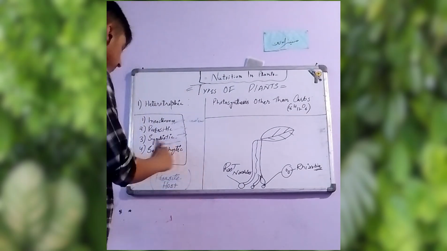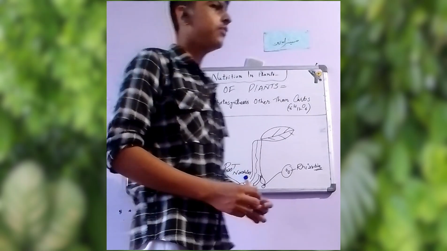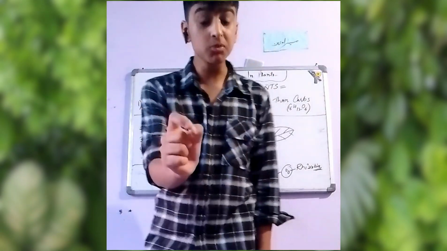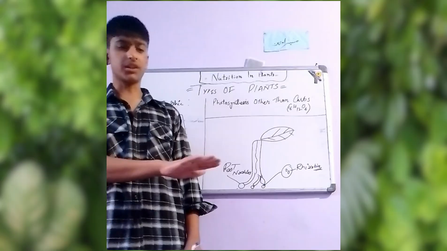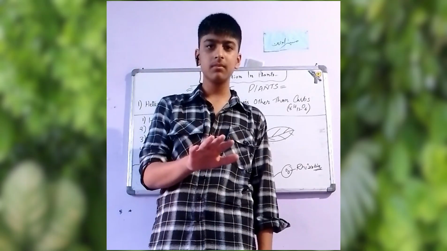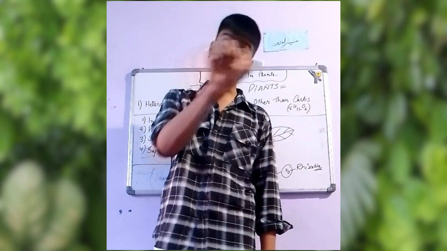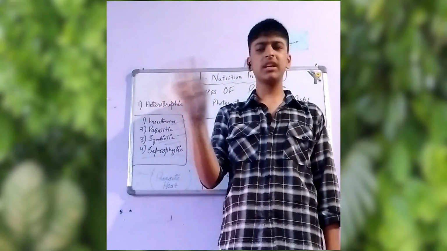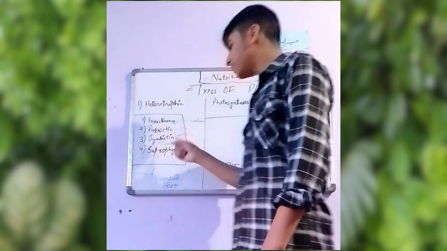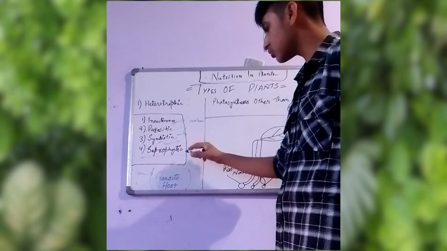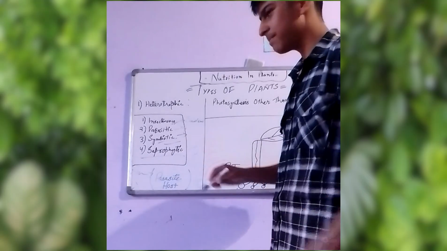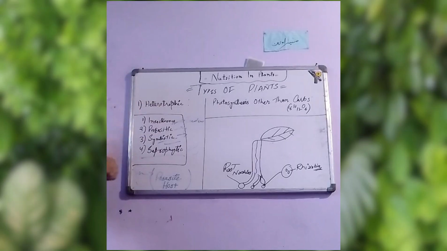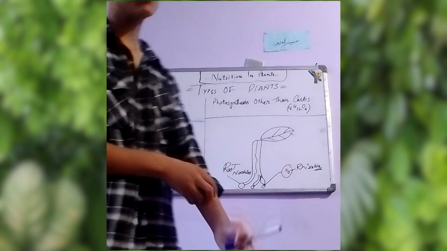So moving to another, saprophytic. Saprophytic plants are most common. Have you seen mushrooms growing on cotton trees? They grow on dead and decaying matter, the matter which is getting decomposed, and they obtain nutrition from it, like mushrooms, Indian pipe, etc. So moving to another topic, which is photosynthesis other than carbohydrates.